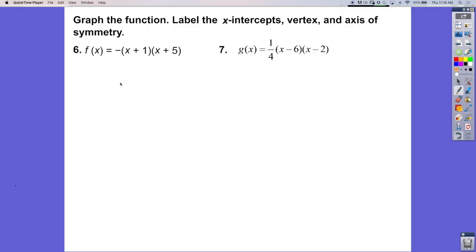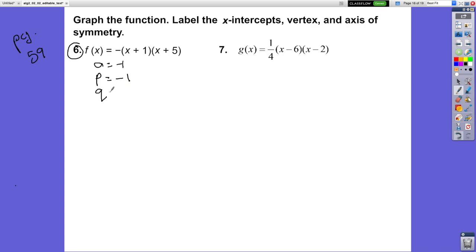All right, so we are going to do Monitoring Progress 6, which is on page 59 in your book, so you can follow along. First thing you'd like to do is to write down what your a, your p, and your q is. So my a is -1. Now my p, notice it's x plus 1, so that means my p is -1. My q, again, since it's plus 5, is going to be -5.